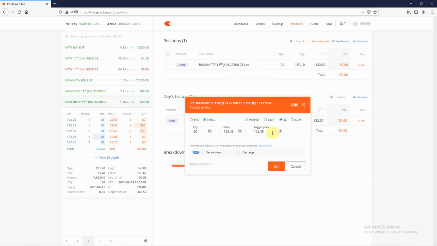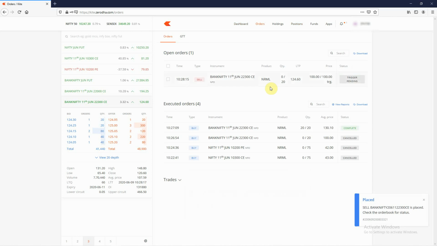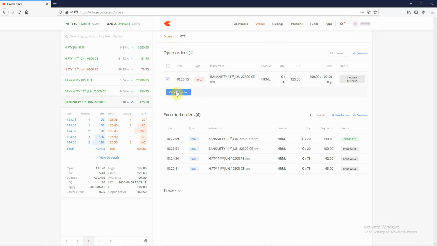What is the difference? With a limit stop loss, you specify the range within which the order has to be executed. Say the trigger price for this order is 100 and the price at which I want to exit is 100 only. I don't want to exit at any other price. I put an order in the market. The order is set in the order book, and you can see there's a trigger pending for this order. This is one way to put a stop loss.